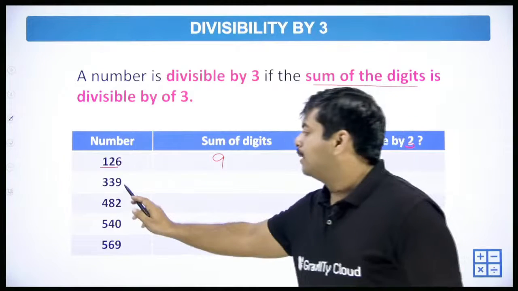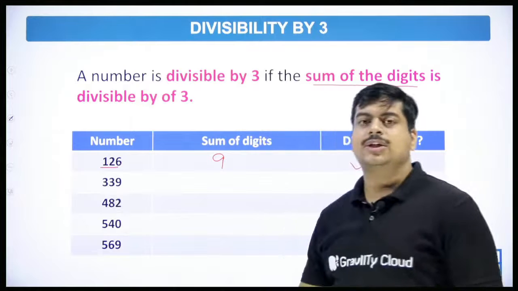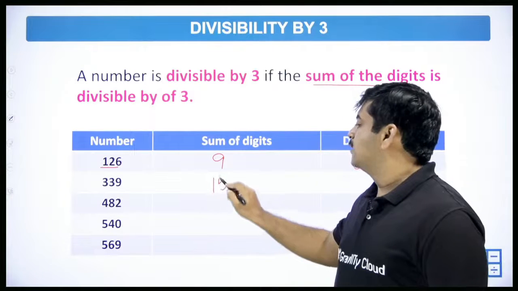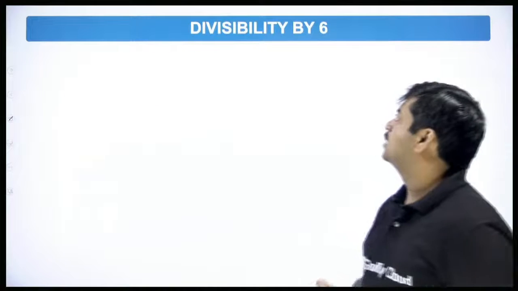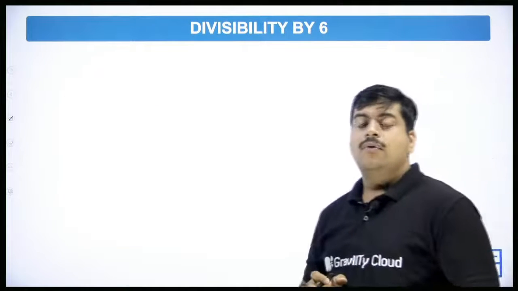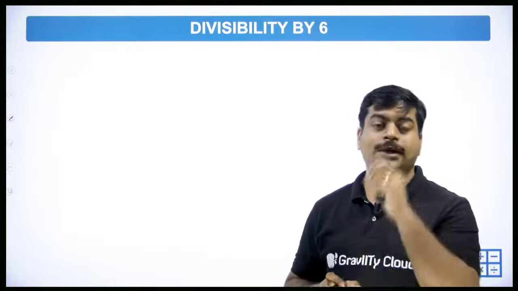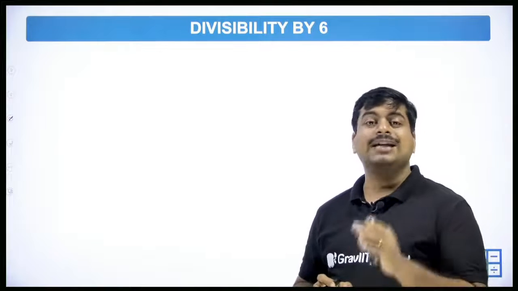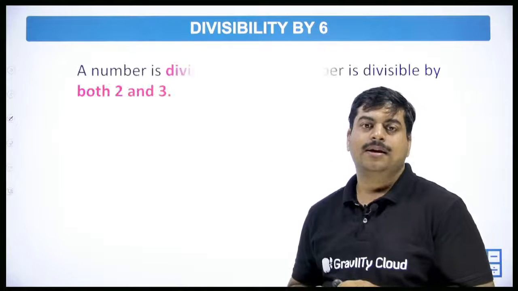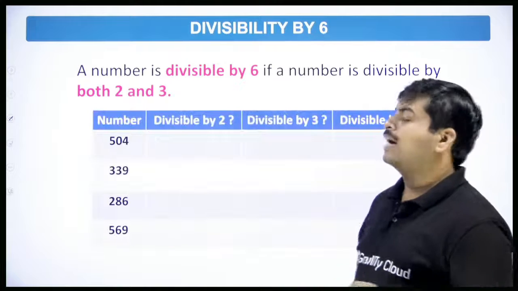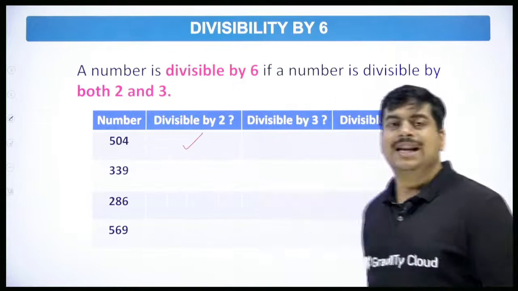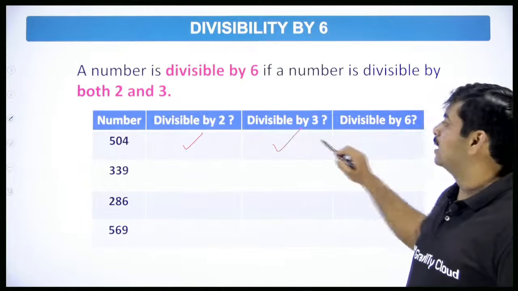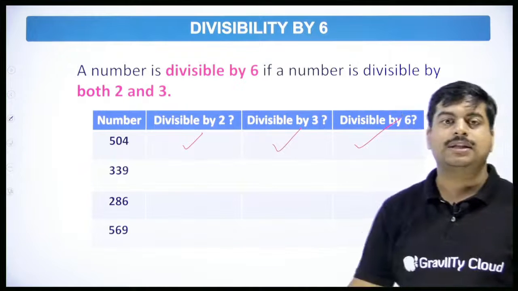Okay, 9 plus 3 plus 3. How much is that? 15. Yes, the sum is divisible by 3. In that way, we have discussed all this. And after 3, we also discussed 6, where the number should be divisible by 2 as well as 3. 504: divisible by 2, yes. 5 plus 4 is 9, divisible by 3, yes, and so we can say that it is divisible by 6.